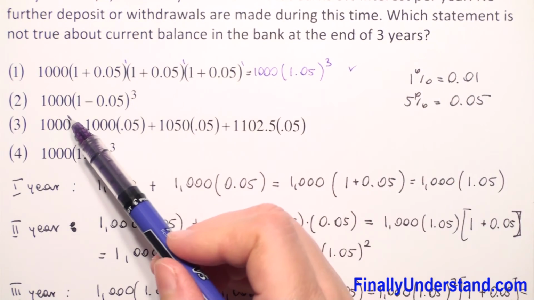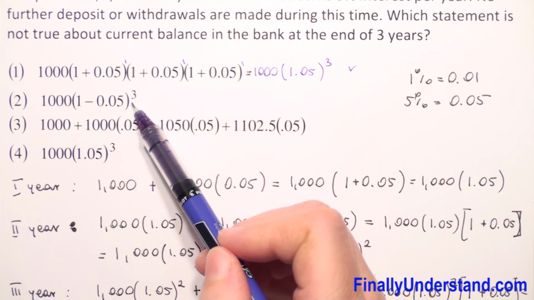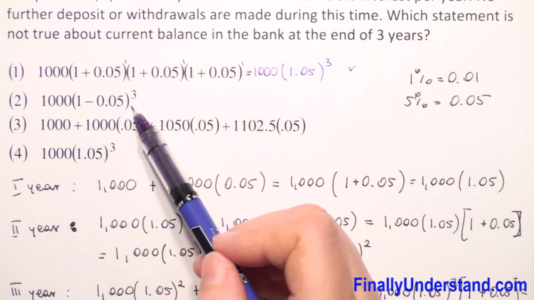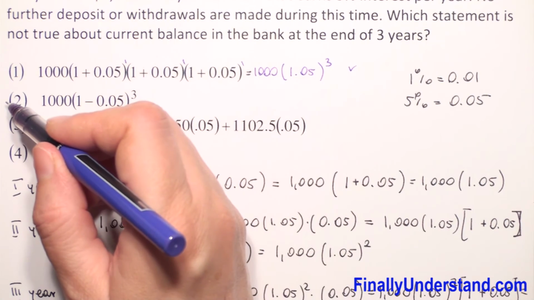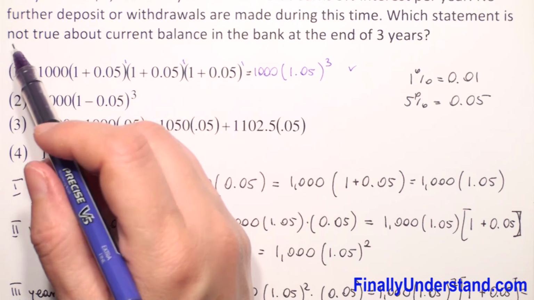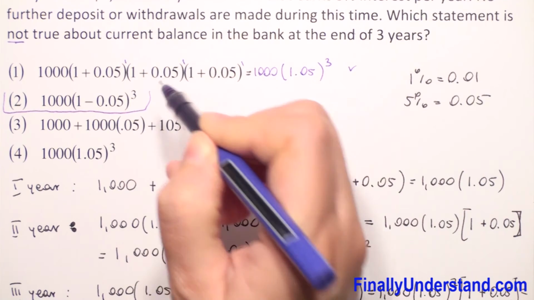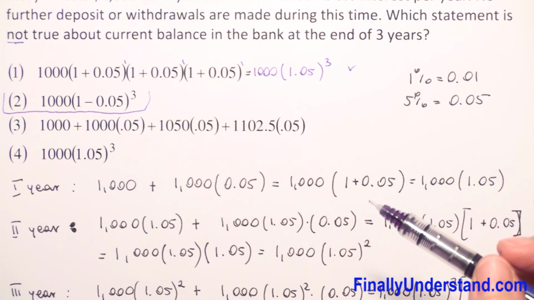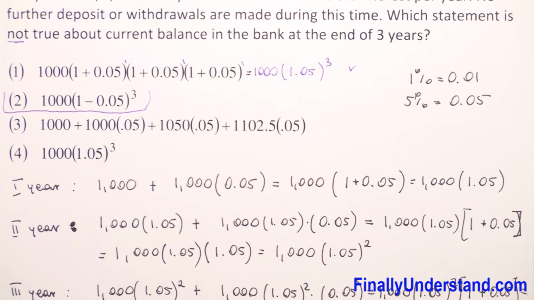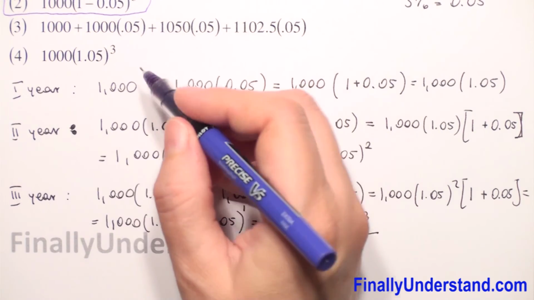Next, what do we have? We have 1,000 and in parentheses 1 minus, to the third power. So this for sure is not the balance at the end of the third year. So this will be our solution, because we have to find which statement is not true. So the second statement is not true. Let's check the rest of the statements. The fourth is exactly what we have at the end, so it's correct also.